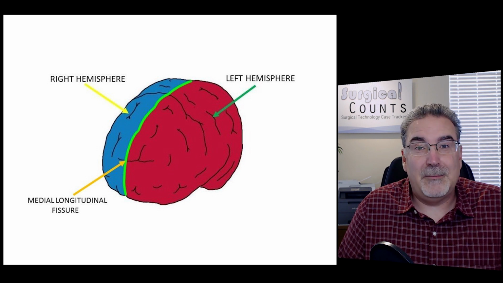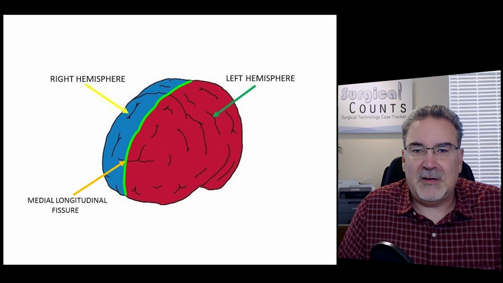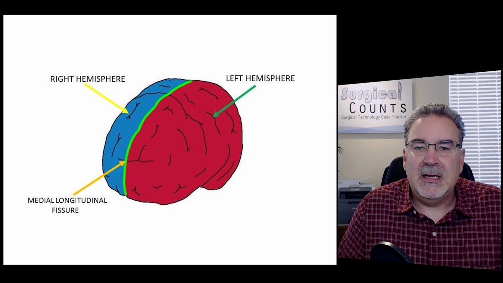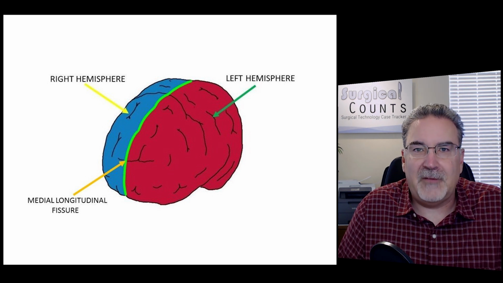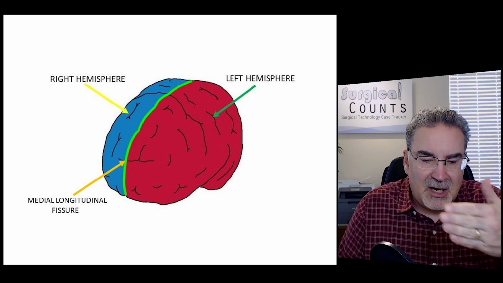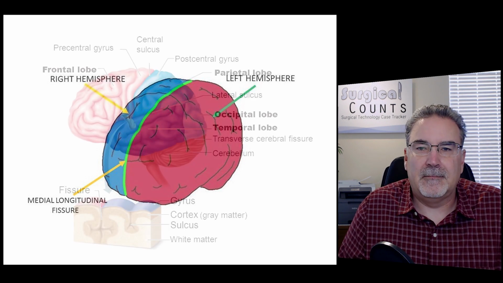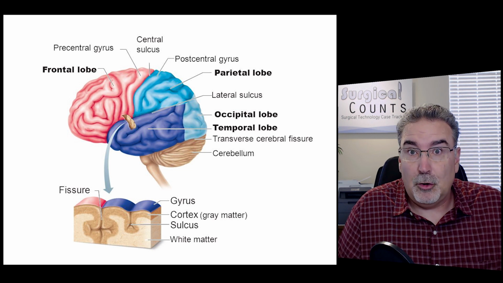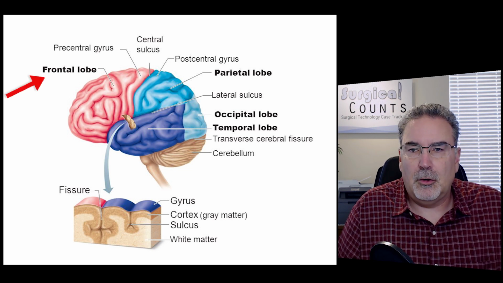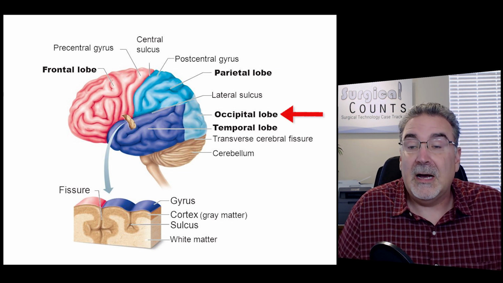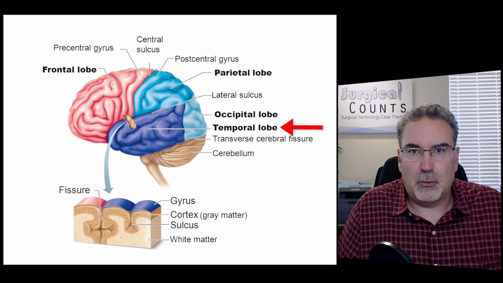But starting with the brain, because that's where it's interesting, we have the brain that's divided into two hemispheres. We have the right and the left hemisphere, and down the middle, separating those two hemispheres, is the longitudinal fissure. That's a deep cut or a gap between the two hemispheres of the brain. And then each hemisphere is made up of lobes. We have the frontal lobe, the parietal lobe, the occipital lobe, and the temporal lobe.